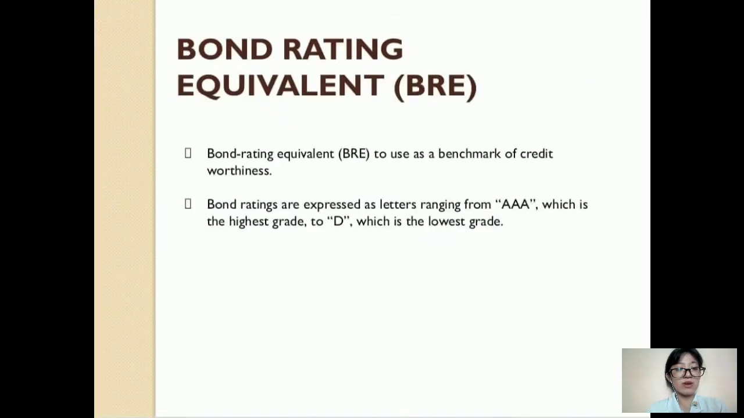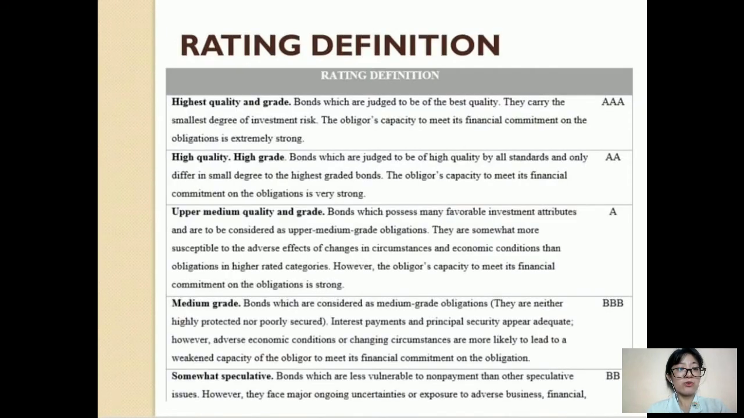Next is the bond rating equivalent, or the BRE. Bond rating equivalent is used as a benchmark of creditworthiness. It is a way to measure the creditworthiness of a bond in correspondence with the cost of borrowing of an issuer. This rating is given to a bond to indicate its credit qualities. Bond ratings are expressed as letters ranging from AAA, which is the highest grade, to D, which is the lowest grade or in default. So to understand more about the bond rating equivalent, here is the rating definition of every letter.